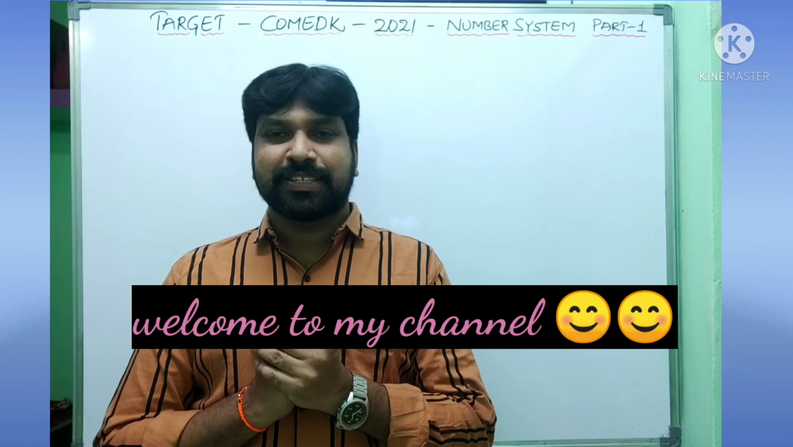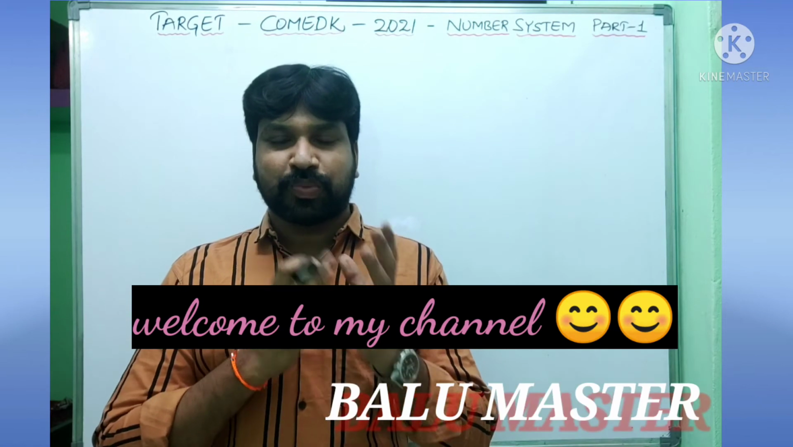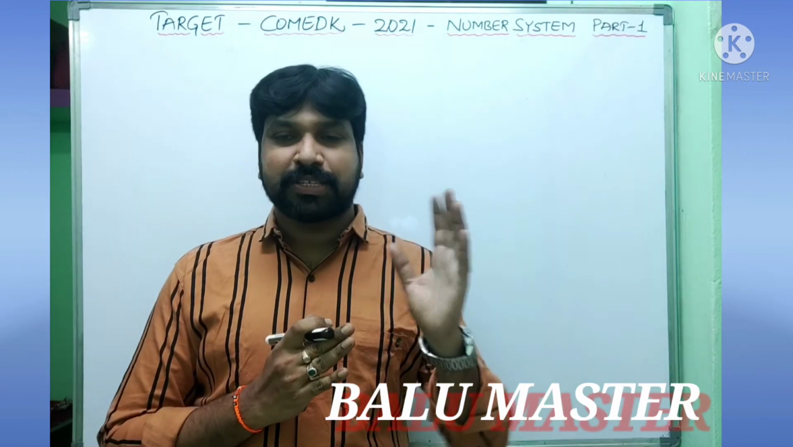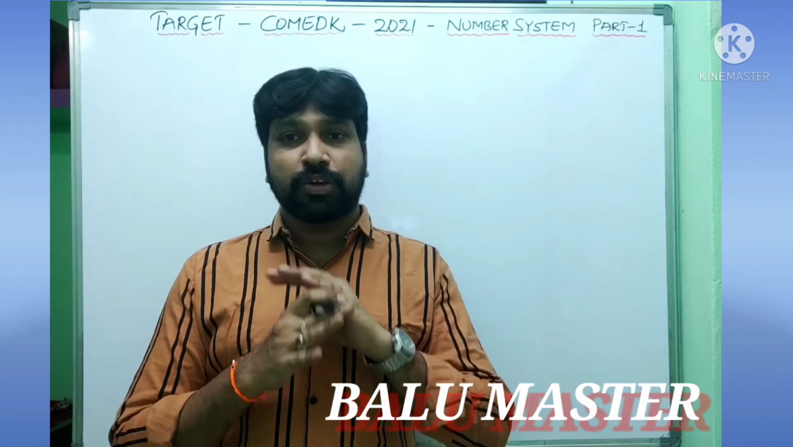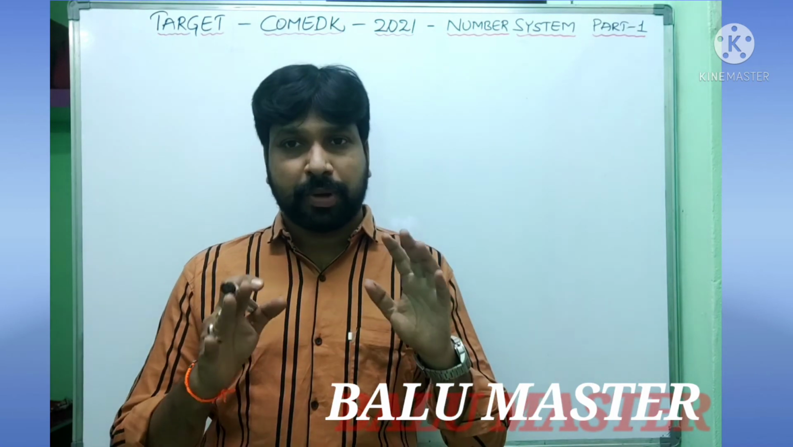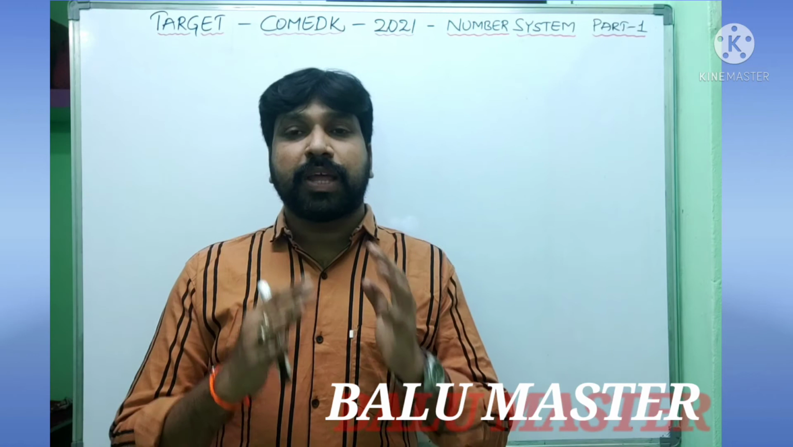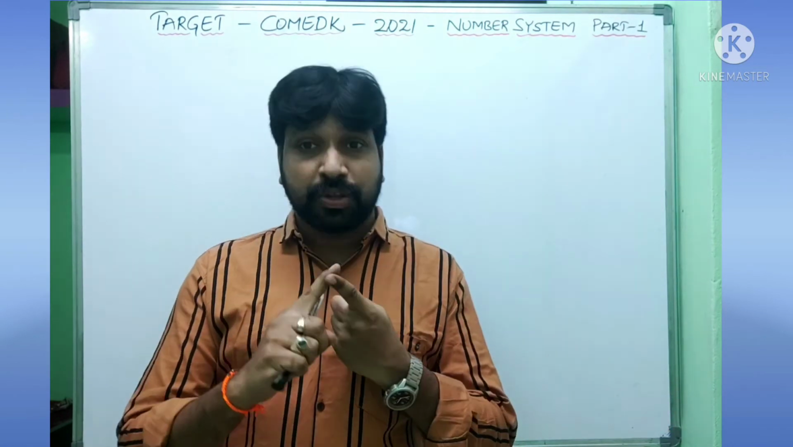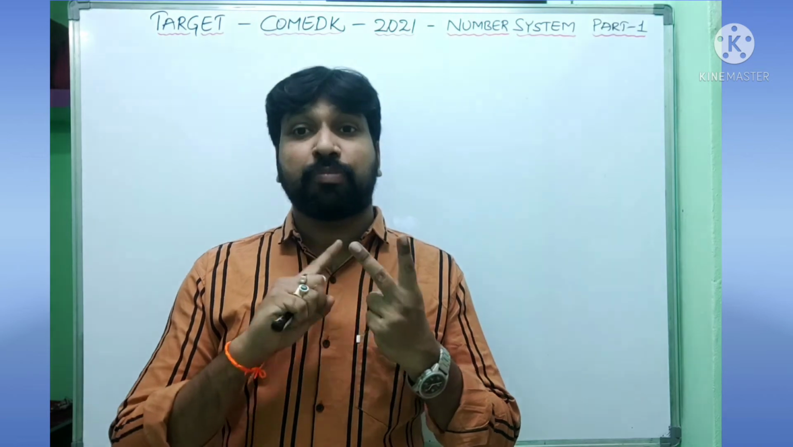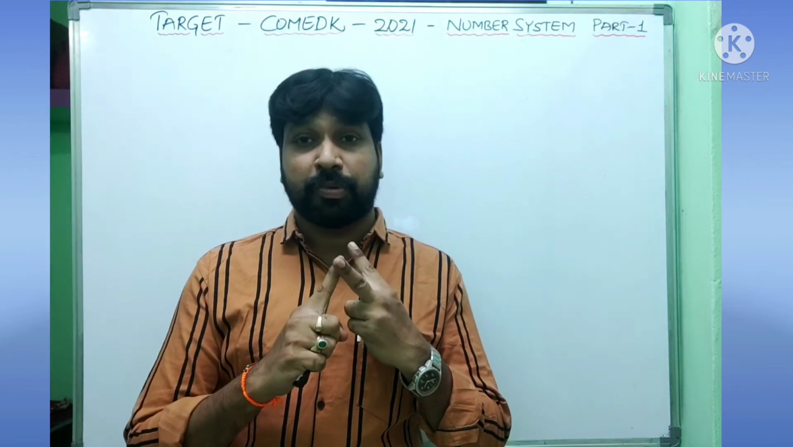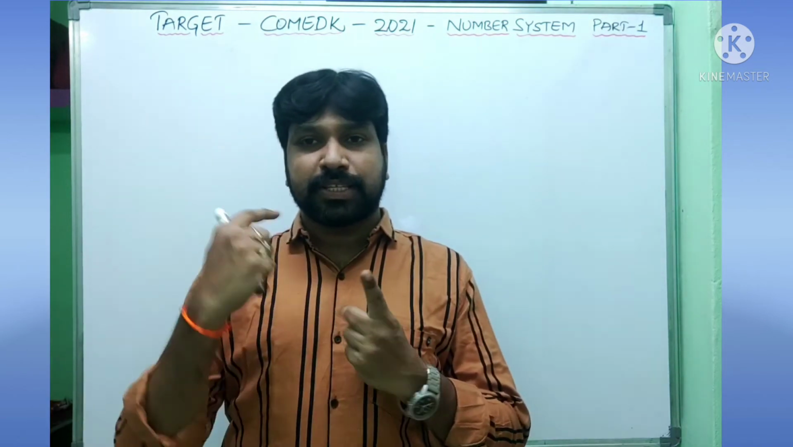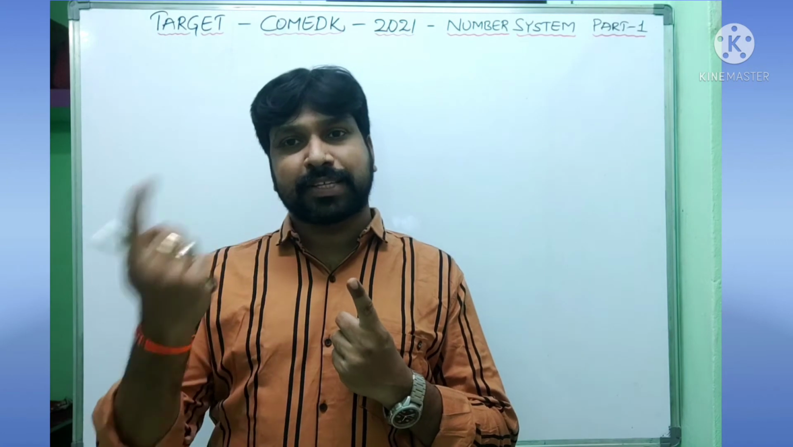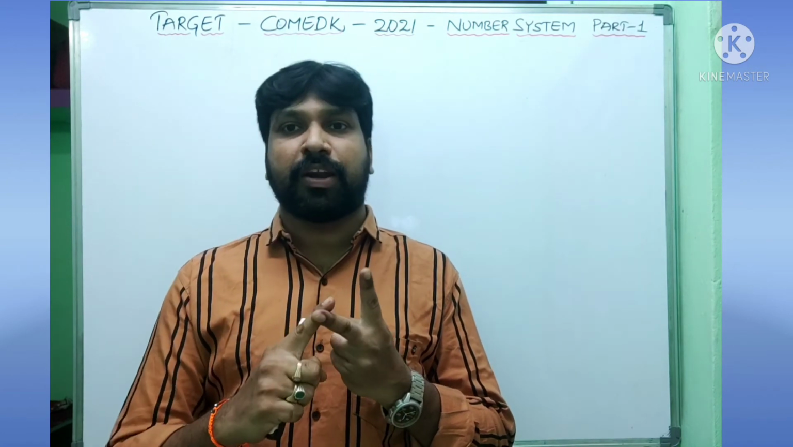Today I am going to discuss Target COMEDK 2021 Number System Part 1. This is the most important topic for COMEDK aspirants, friends. In number system, there are usually two models. Model 1 is units place and tens place, and model 2 is remainder problems. In this class I am going to discuss units place related questions. In the next session I am going to discuss remainder related questions.